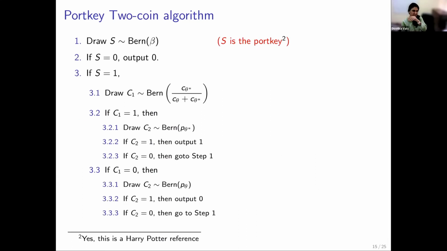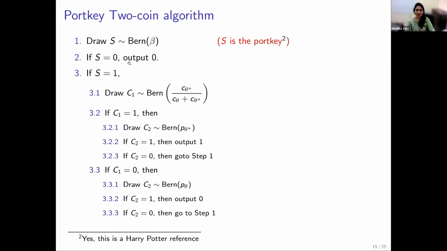So the Bernoulli factory goes as follows. It looks very similar to Two-coin, but it's called Portkey Two-coin. And the first step of this Portkey Two-coin is draw S from Bernoulli beta. And beta is this number that we want to be close to 1. That means more often than not, S is going to be 1, and sometimes it's going to be 0. Okay? So if S is 0, we output 0 immediately. Okay, so if S turns out to be 0, we say, okay, we reject this proposed value.